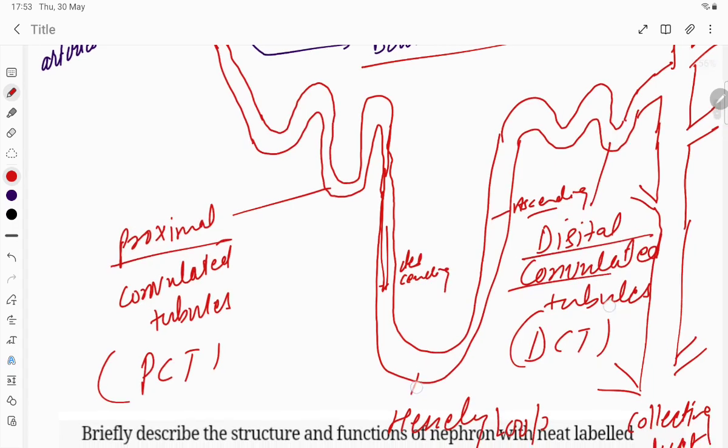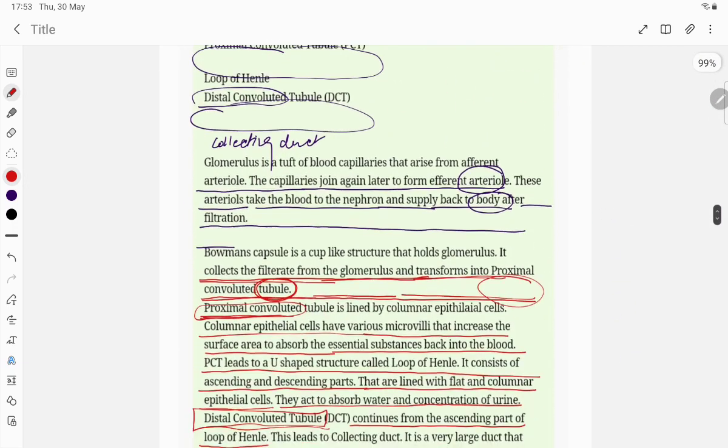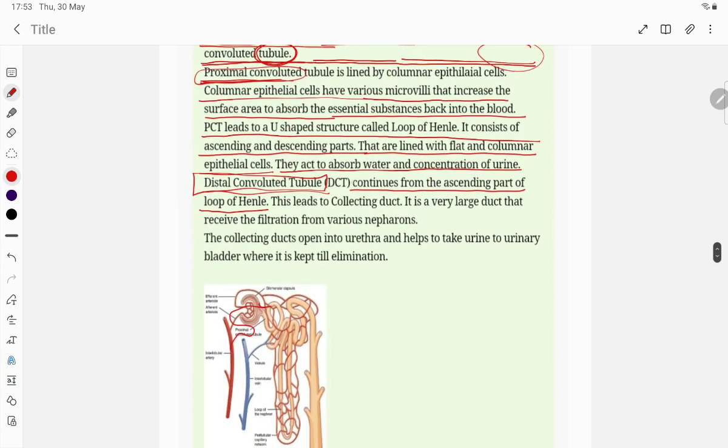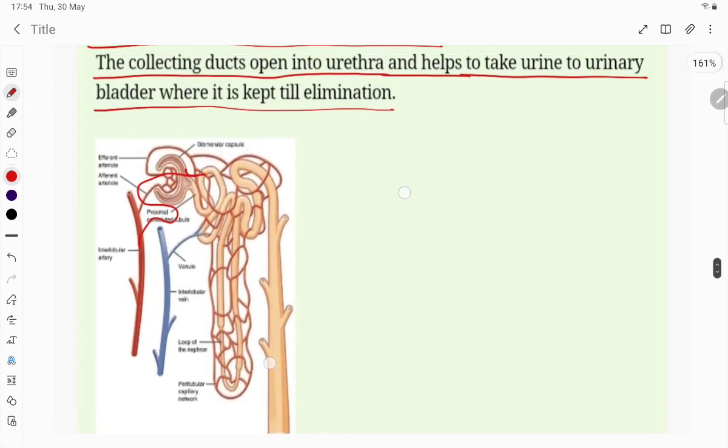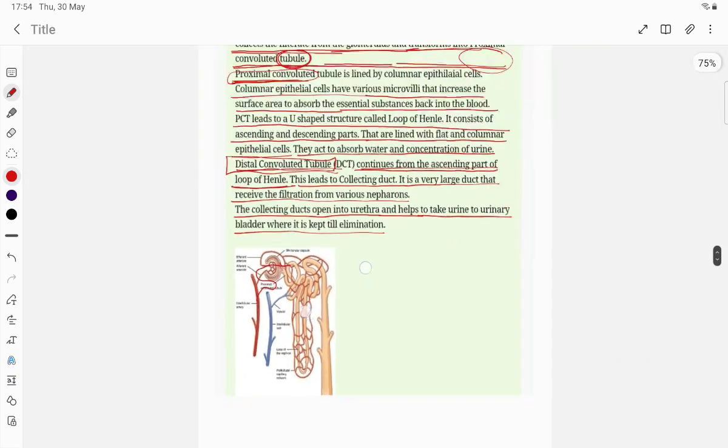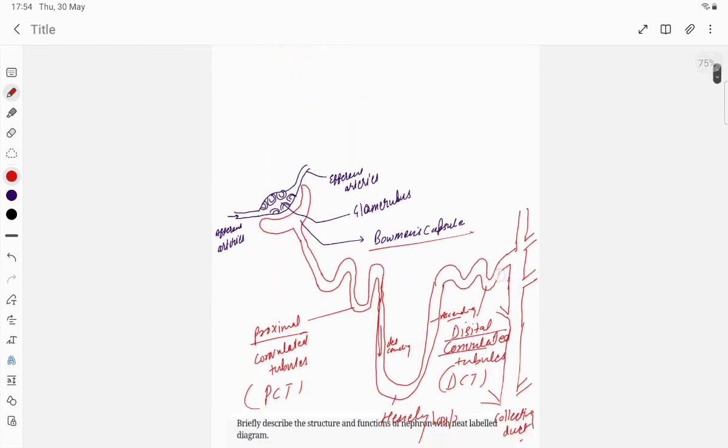Distal convoluted tubule continues from the ascending part of the loop of Henle. This leads to the collecting duct. It is a very large duct that receives the filtrate from the various nephrons. The collecting duct opens into the ureter and carries urine to the urinary bladder, where it is kept till elimination. So this is the structure of the nephron, students. Thank you very much for watching, students.